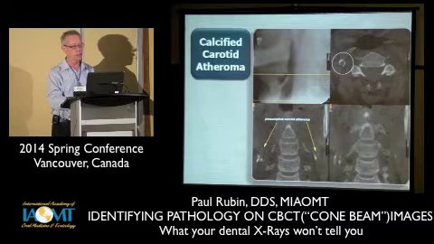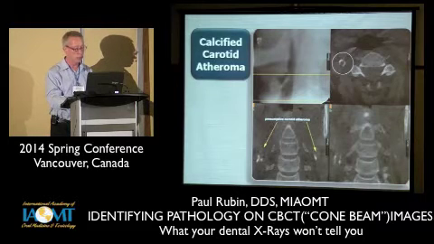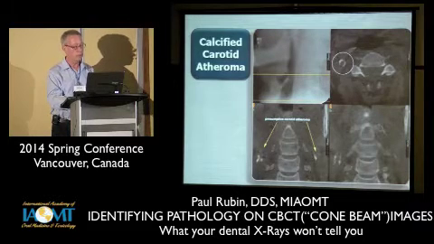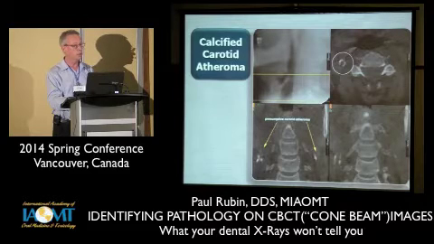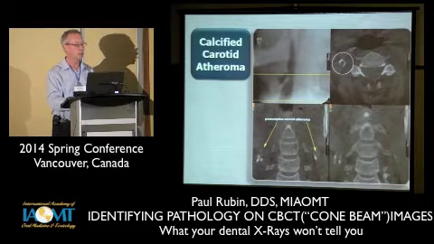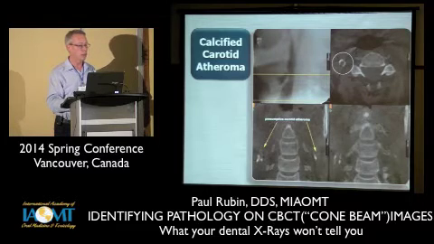And again, because you can see it 3-dimensionally, if you see something that looks a little bit funny, a little bit radiopaque, zoom in on it, figure out where that is, and you'll be able to tell that this is a calcified carotid atheroma.